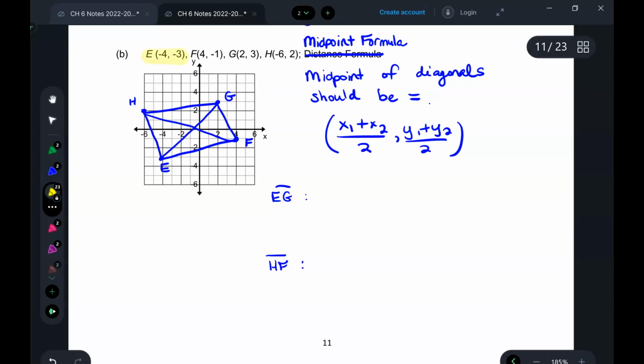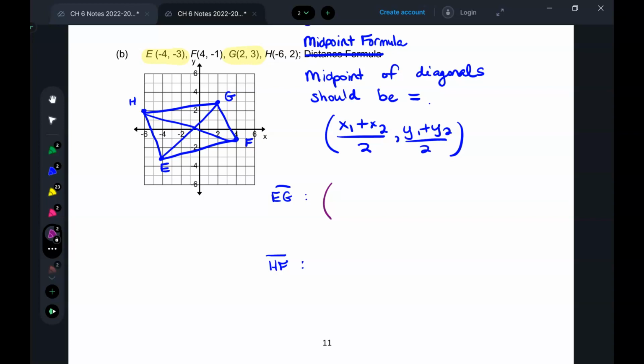Okay, take E and G. So I highlighted them there. You do the first line and you do the second line. If you did H, E, and G, F, would that work too? No, because I'm doing diagonals this time, not the sides. Because anytime it asks for midpoint, that's the diagonals.